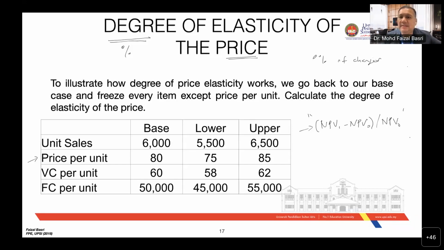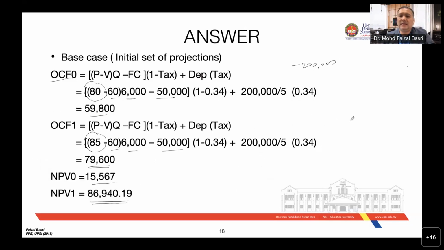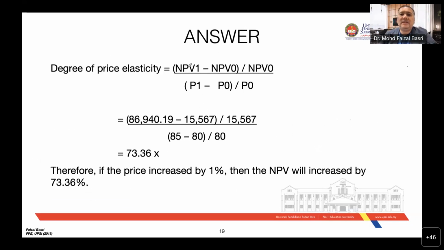We want to find the percentage of changes. Okay, the formula is basically based on percentage of changes. So if we want to find it for the price, it means price 1 minus price 0 divided by the original price. So we're going to see the percentage of changes towards the price. Okay, so this is the formula. NPV 1 minus NPV 0 divided by the original NPV, and we divide with price 1 minus price 0 divided by price 0. So this is in percentage basically. This is actually based on percentage as well. So there are two ways how to read it. It is either by times or by percentage.